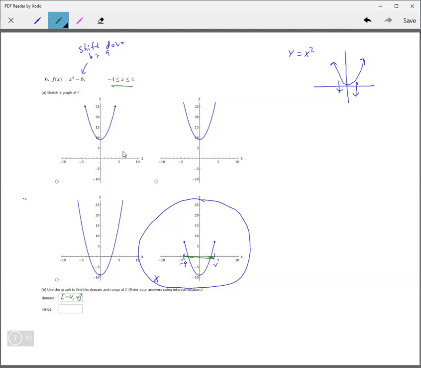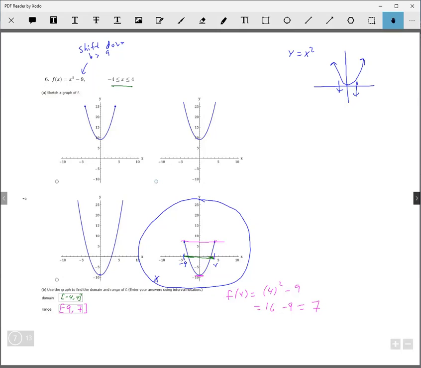Okay, so now the domain, again, is a set of x values, and you can see from the graph that it starts here and ends there, and so it goes from -4 to 4. You can also get that from here, by the way. And then the range, you can see this low point is there, and then we have this high point right there. The low point is -9. But the high point is when x is either 4 or -4. So if you take f of 4, you get 7. So the high point is 7. So -9 to 7.